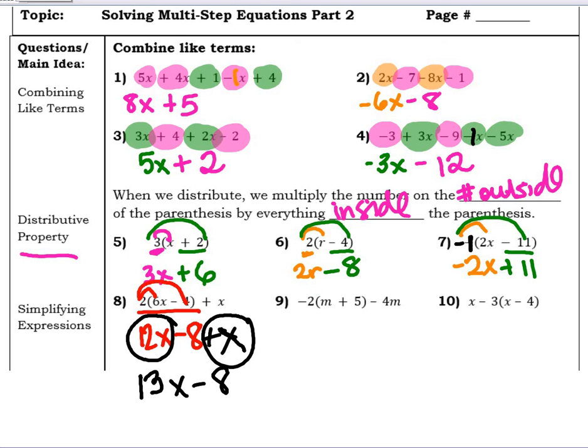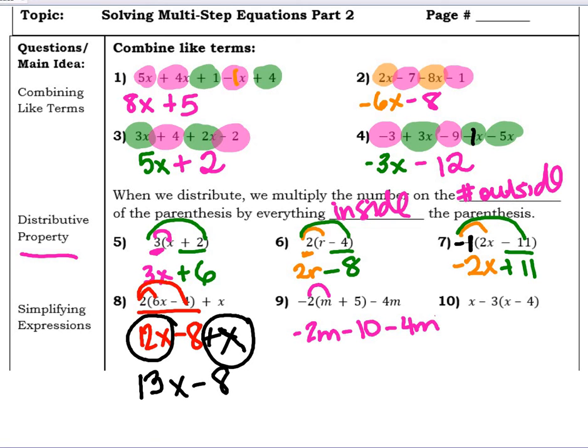All right, number 9. So what do we do if we have to distribute first? Remember, distributing is just multiplying through. So -2 times m gives me -2m. -2 times a +5 gives me a -10. And then I just bring that -4m down because I haven't dealt with it yet.